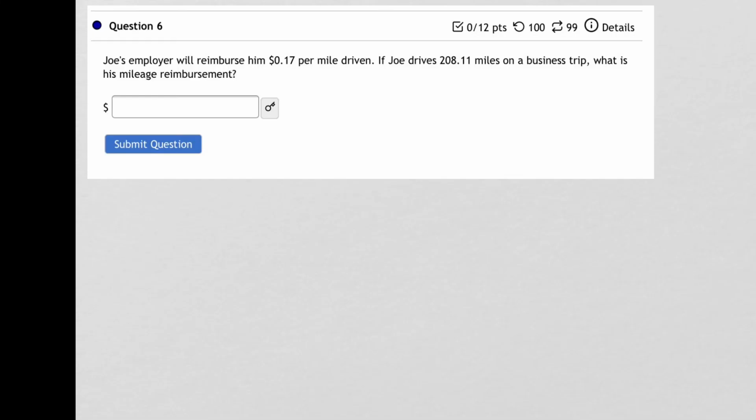Okay, and then we'll do a couple of MyOpenMath questions for this section. So this question says Joe's employer will reimburse him $0.17, 17 cents, per mile driven if Joe drives 208.11 miles on a business trip. What is his mileage reimbursement? Okay, so again, this is really a multiplication problem, right?